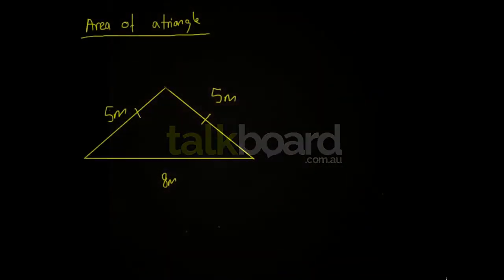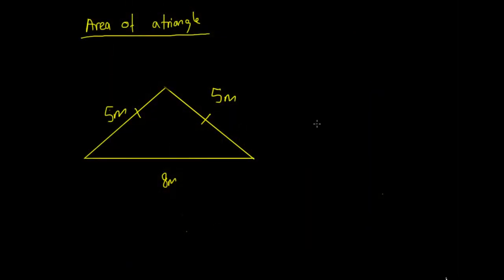Hey guys, so in this video we're going to look at how to work out the area of a triangle. So I have a triangle here on the left, and if we look at that triangle we can see that the base is 8 meters in length and two of the sides are both 5 meters in length. So we know that this is going to be an isosceles triangle.